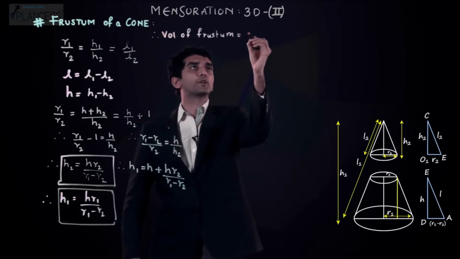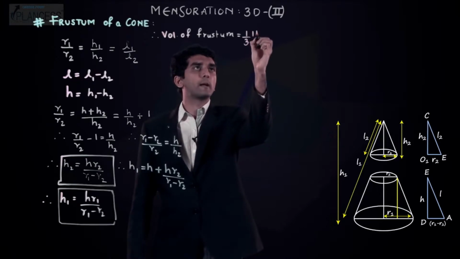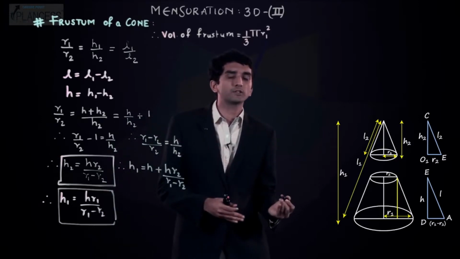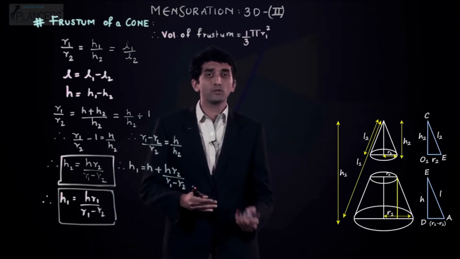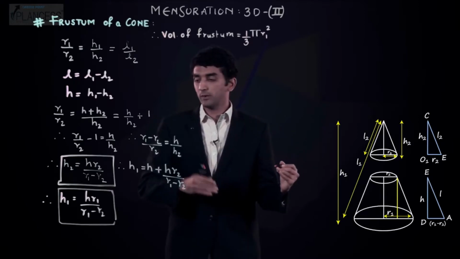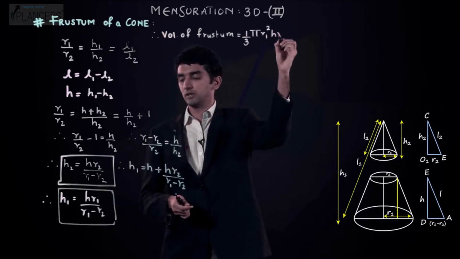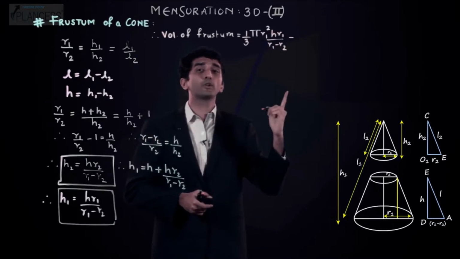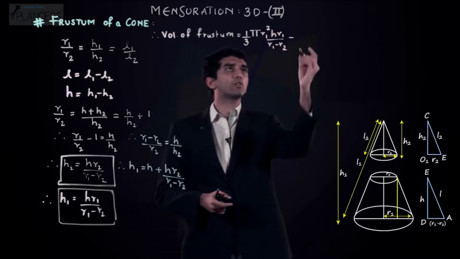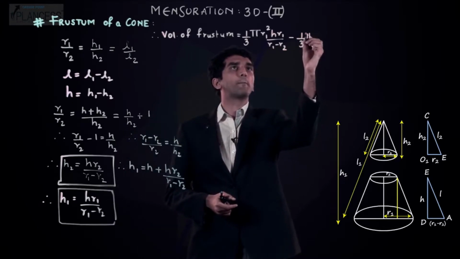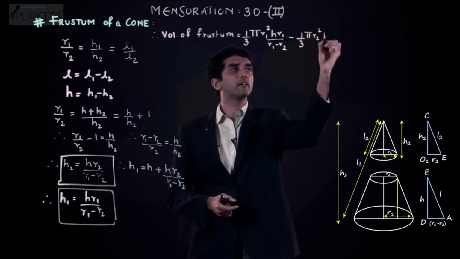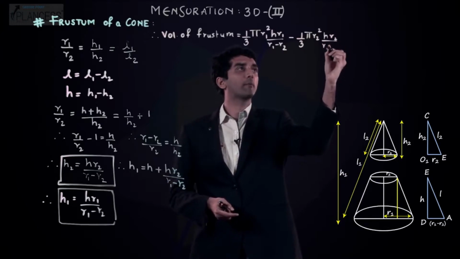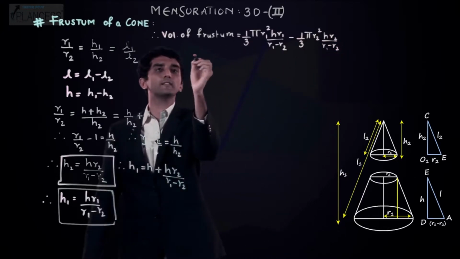So that now is going to be 1 by 3 pi r1 square h1, right? Because 1 by 3 pi r square h is the volume of a cone. So for the larger cone, it's 1 by 3 pi r1 square h1. So it is going to be h r1 upon r1 minus r2, minus the volume of the smaller cone, and the smaller cone has the volume of 1 by 3 pi r2 square h2, and h2 is nothing but hr2 upon r1 minus r2. Now let's start simplifying this.